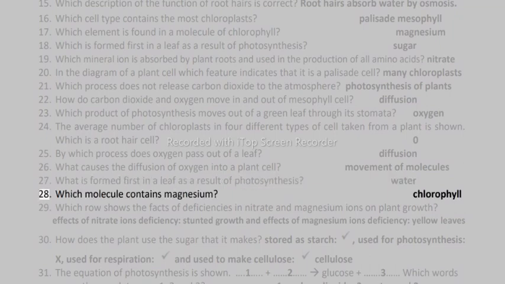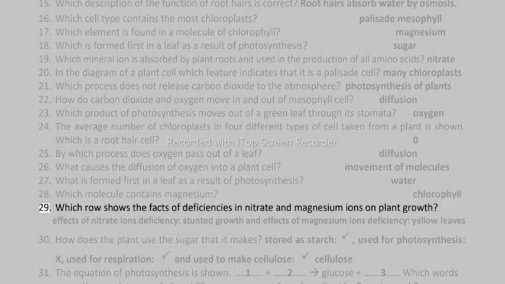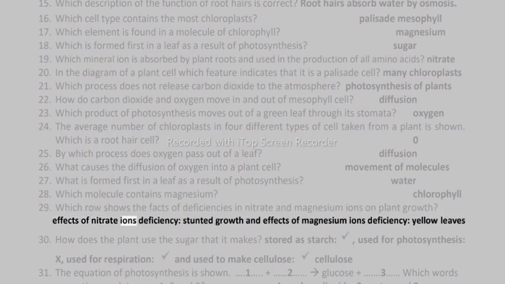Water. 28. Which molecule contains magnesium? Chlorophyll. 29. Which row shows the effects of deficiencies in nitrate and magnesium ions on plant growth? Effects of nitrate ions deficiency, stunted growth, and effects of magnesium ions deficiency, yellow leaves.